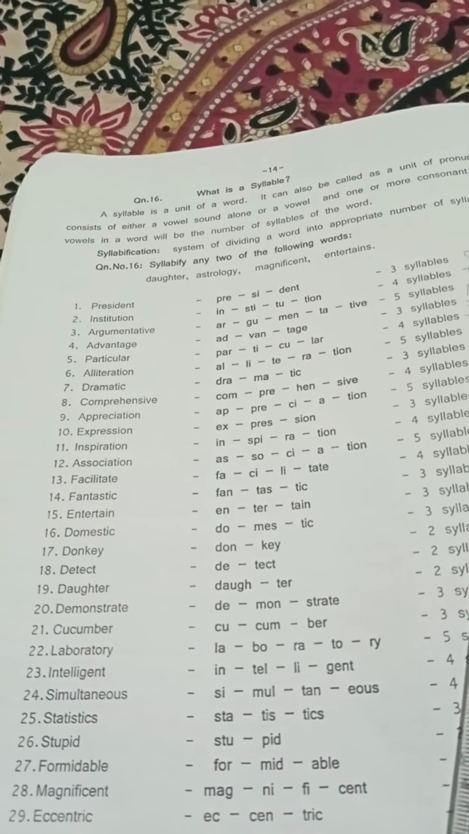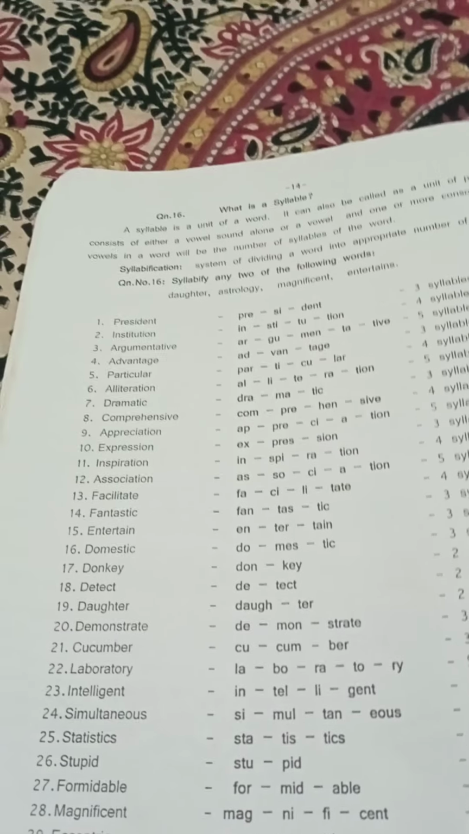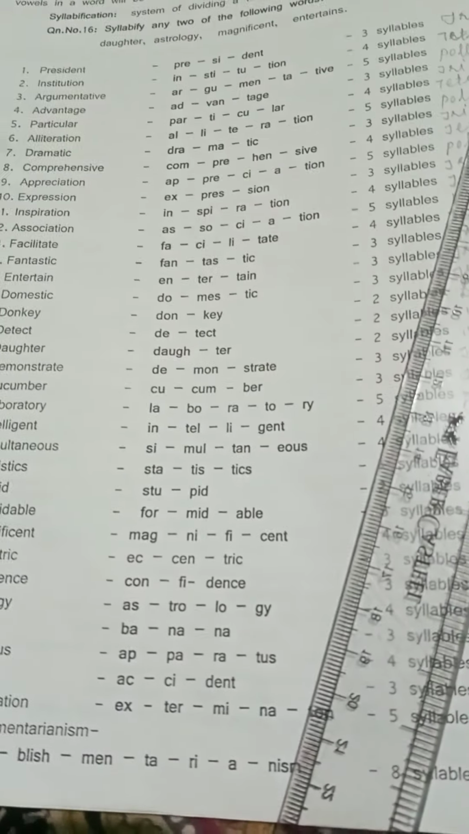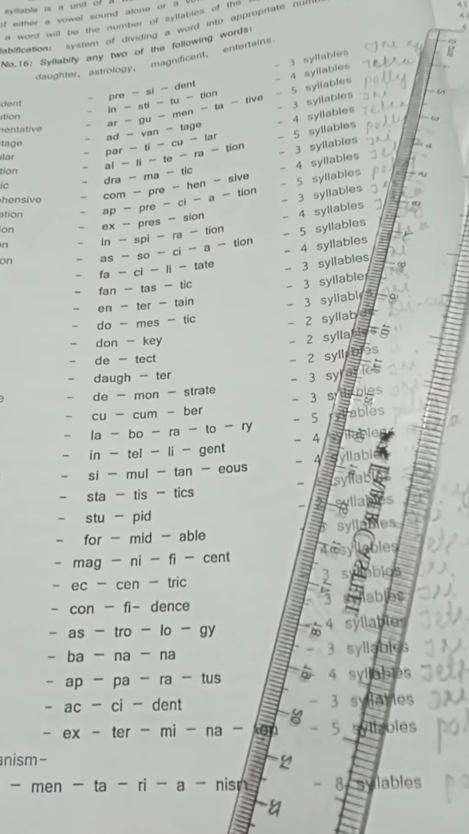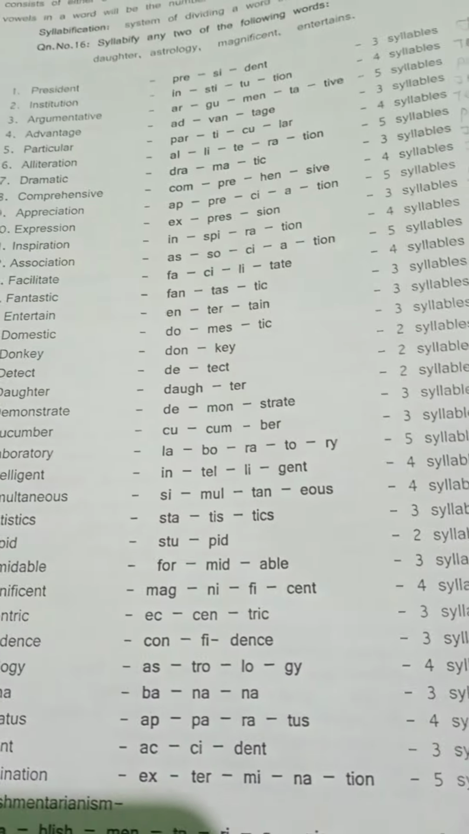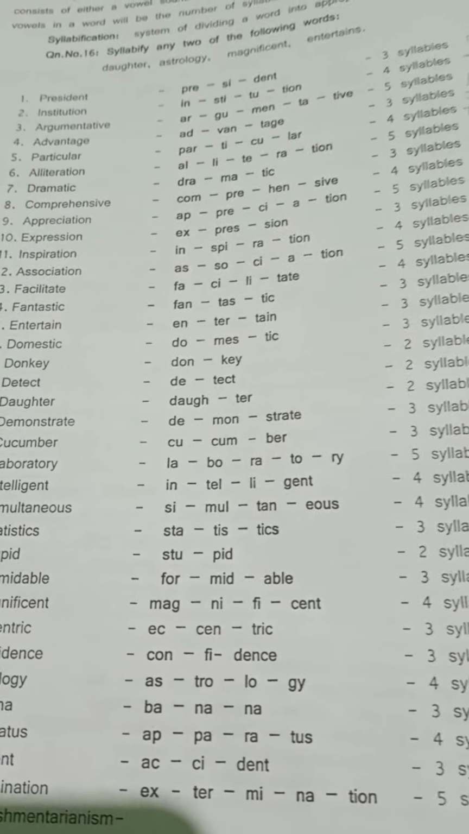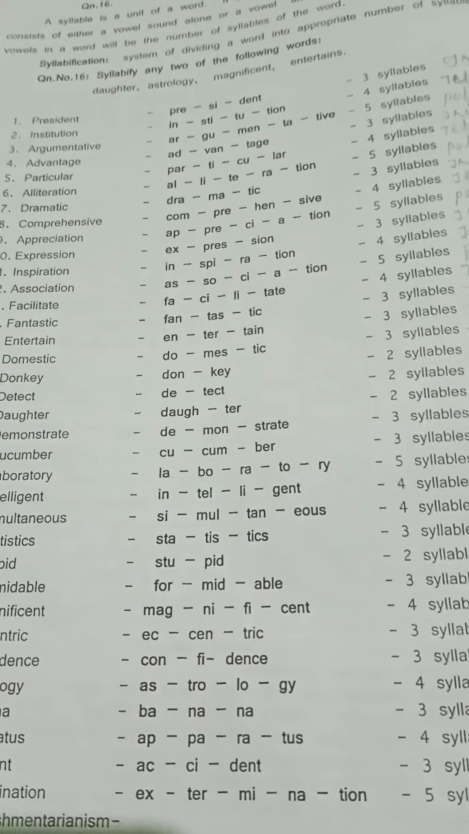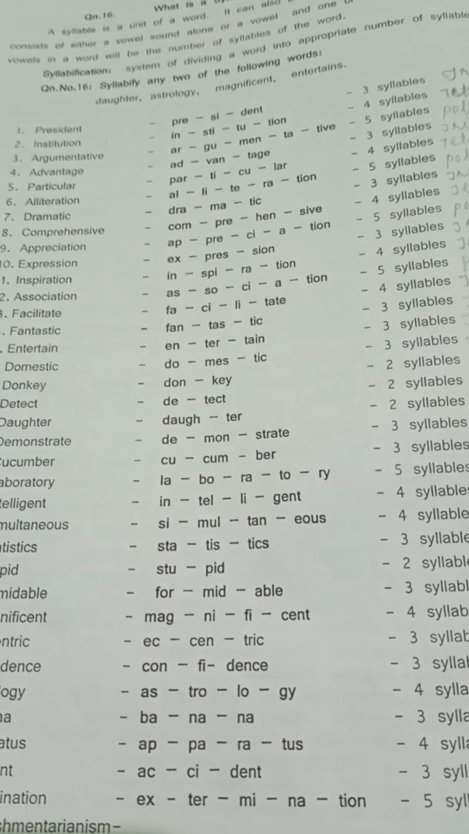Listen here, children. Now I want to show you how to count the syllables. Okay? Now listen here. In this sentence, so many words are there, so I will show you only a few words. I am going to teach you. Listen very carefully, children.